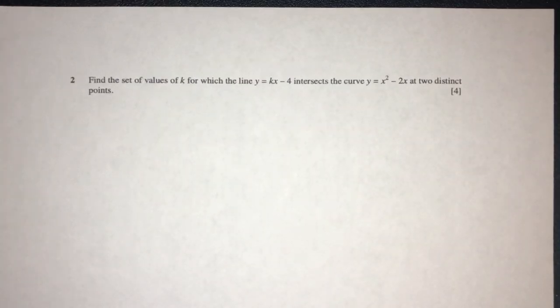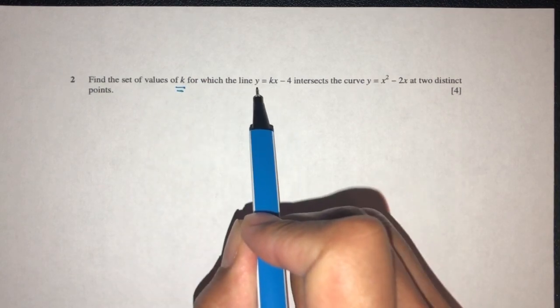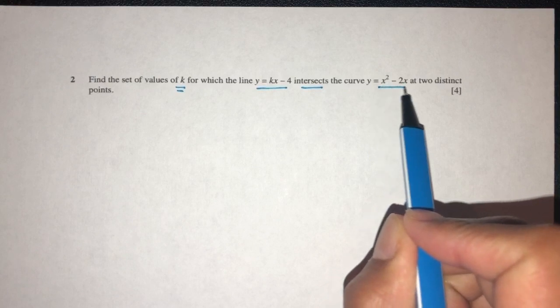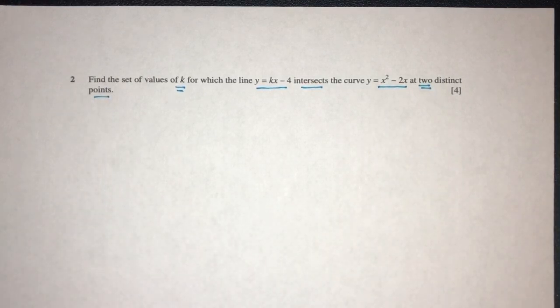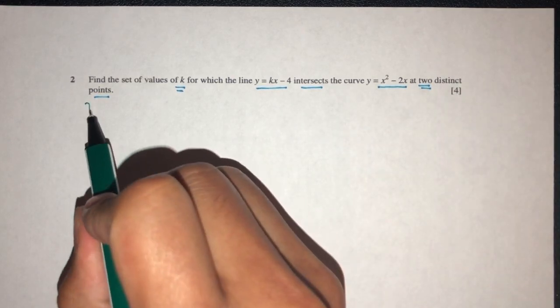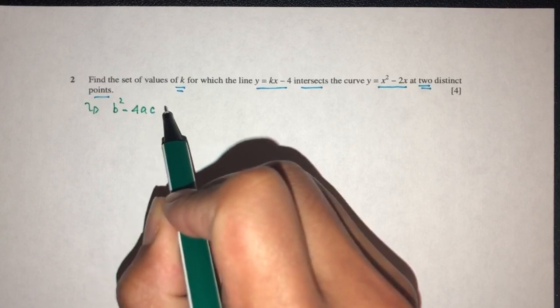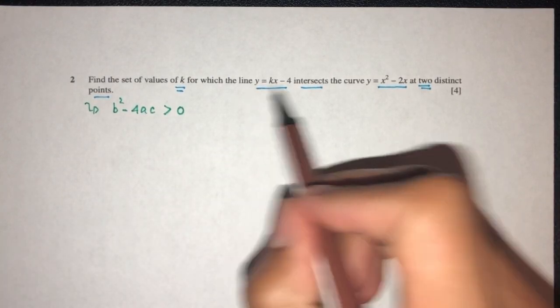Let's move on to the next question. So here we have to find a set of values of k for which the line intersects the curve y equal to this at 2 distinct points. Now, whenever we have 2 distinct points, we realize we have to use what? B squared minus 4ac has to be more than 0.